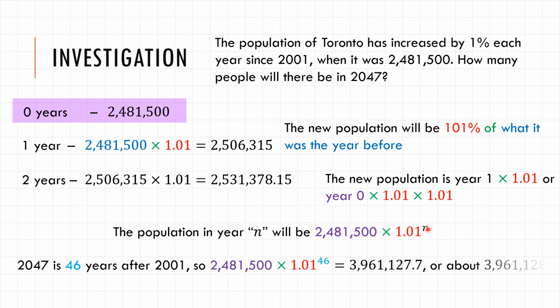Now, 2047 is 46 years after 2001. And so I have to increase it by 1% 46 times. And that means if I evaluate this, I can estimate that the population of Toronto will be 3,961,128 in 2047.